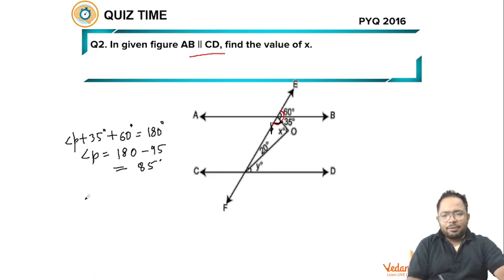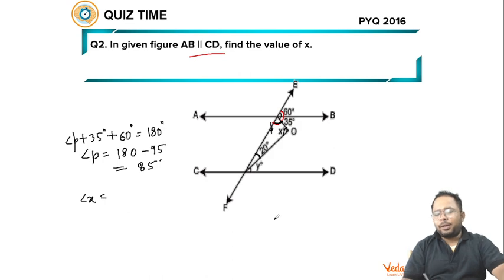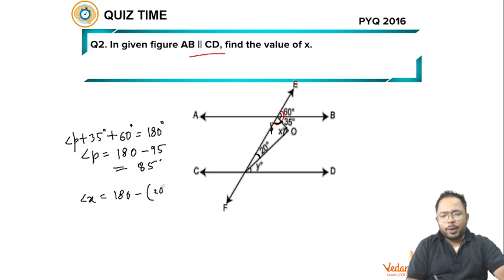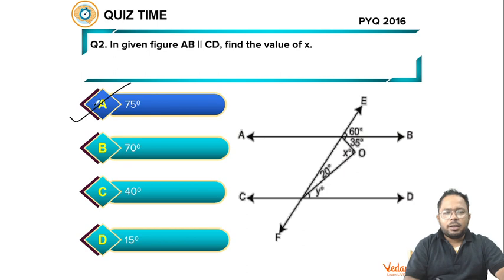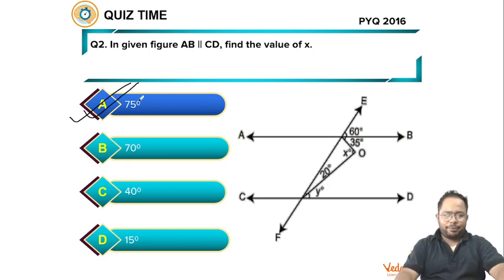Now to get the value of x, we can also say that this angle x, this 20 degrees and this angle P will give us 180 degrees, being the three angles of the triangle. So to get the x value, we do 180 minus the sum of 20 and 85. So 180 minus 105. That gives us 75 degrees, and that is how we get the right answer as 75.